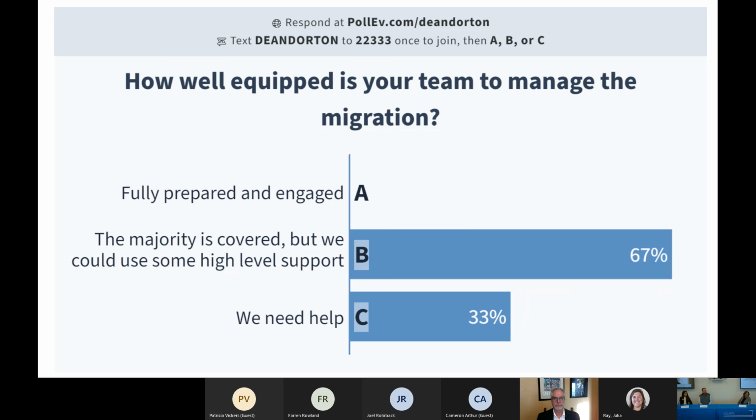Again, we're kind of seeing a mix. Got some people that feel like the majority's covered, but could use some high-level support. Not really seeing anybody fully prepared and engaged. I'm going to move on here.